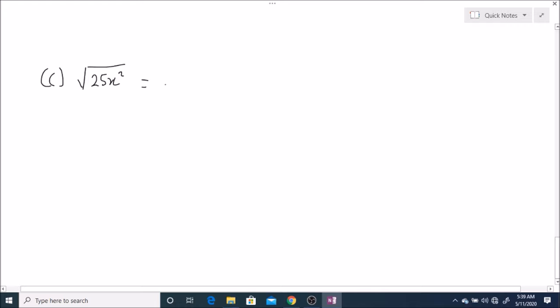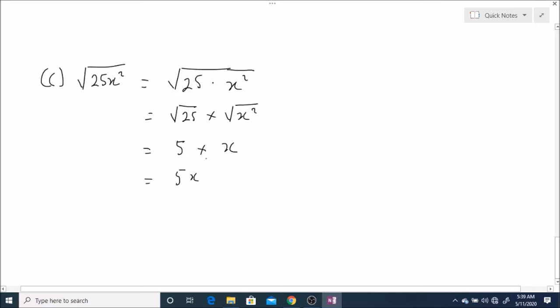What we do is rewrite the root of 25 s squared as root of 25, let me separate it, times s squared. And by the product rule for surds, this is the same as root of 25 times root of s squared. And we all know that root of 25 is 5. So we have 5 times root of s squared, which gives us s. This gives us 5 times s, which is 5s. So root of 25s squared is the same as 5s.